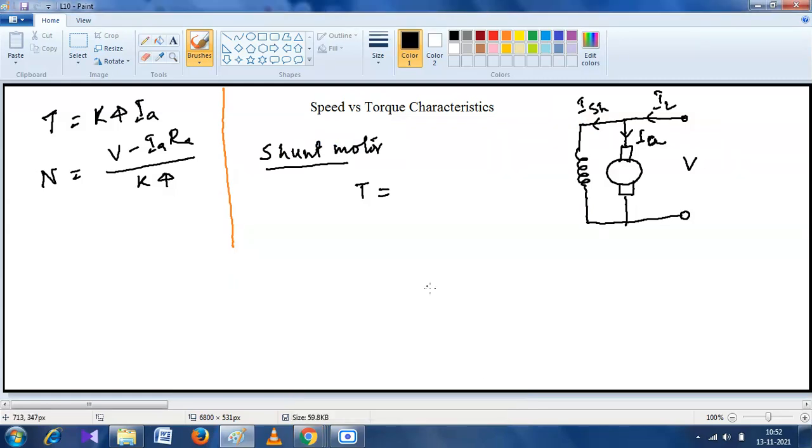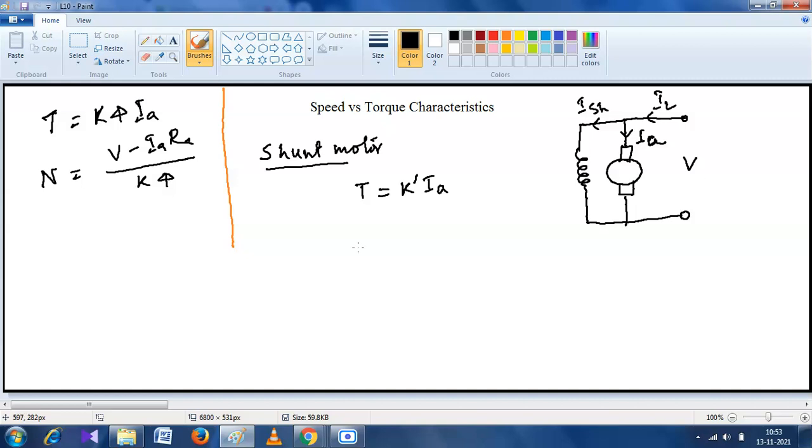For a shunt motor, what is the torque equation? T is equal to K phi Ia. This is the general torque equation for any kind of motor. But in the case of a shunt motor, we modify the torque equation after taking phi constant, and the torque equation becomes T is equal to K dash into Ia.